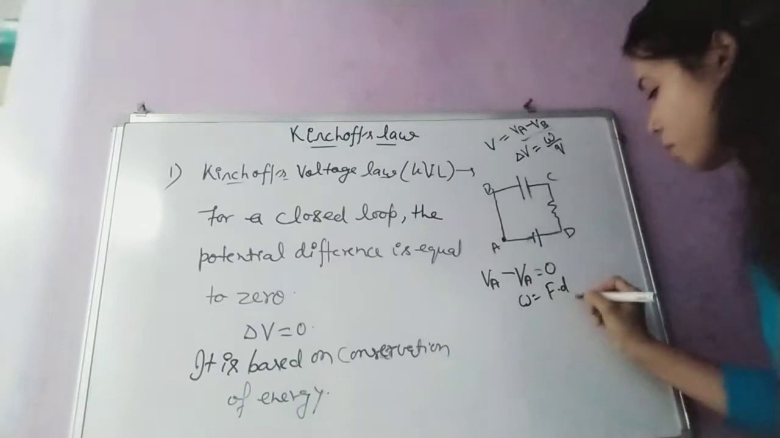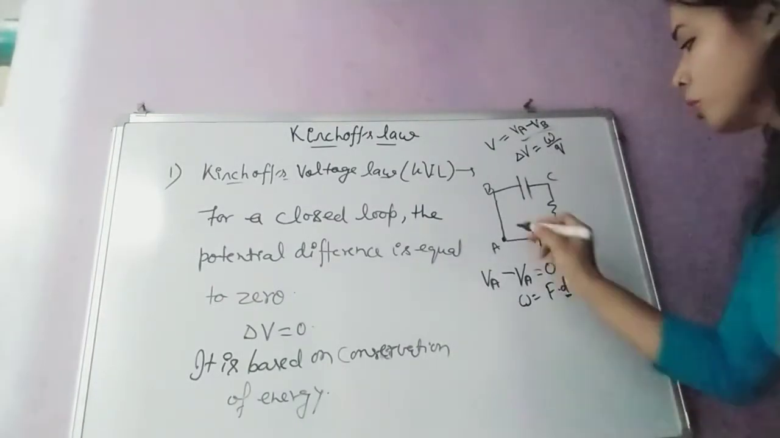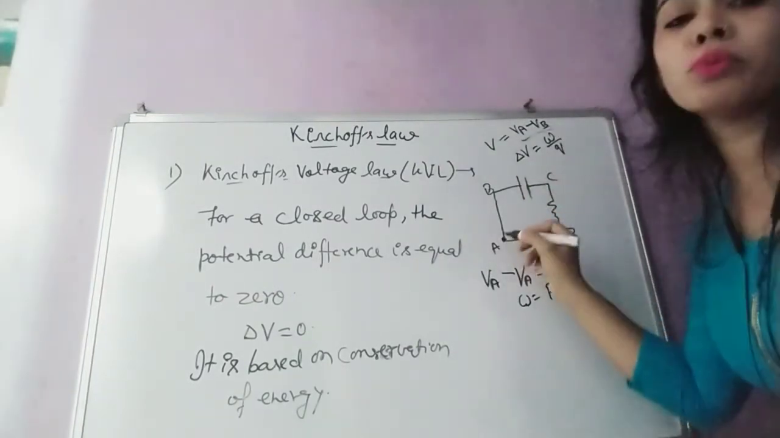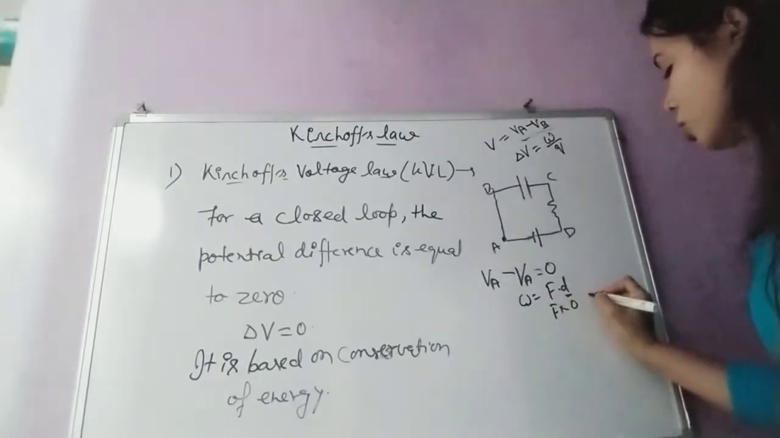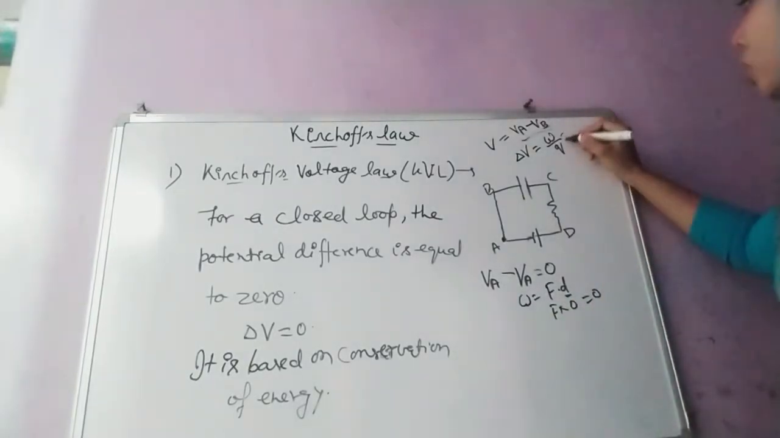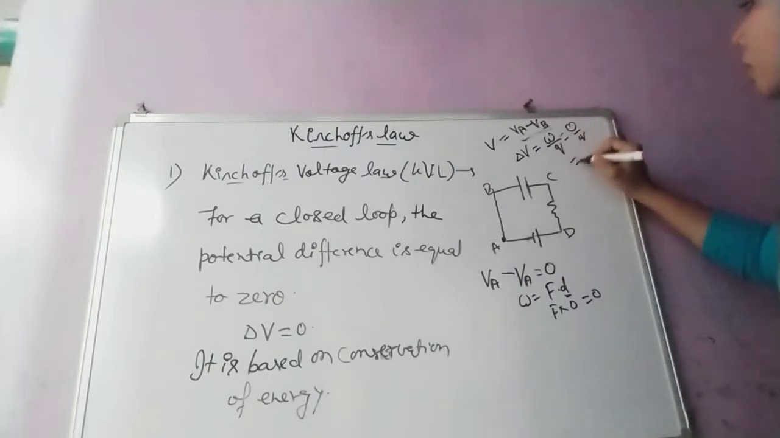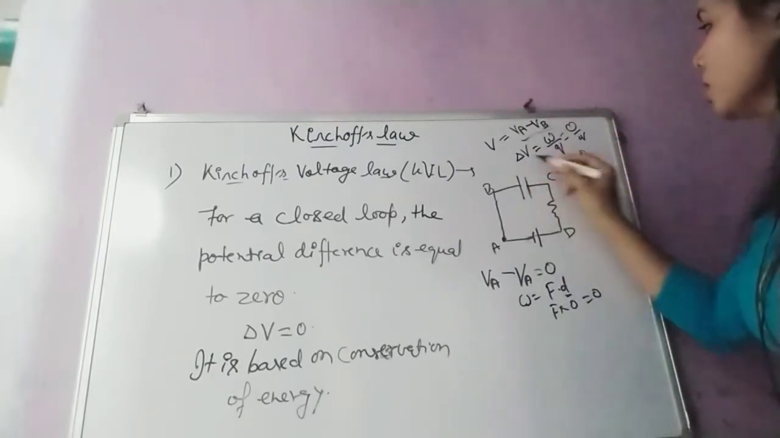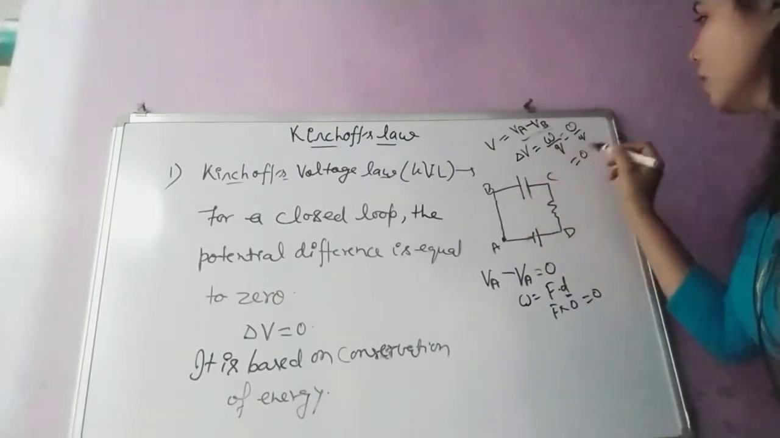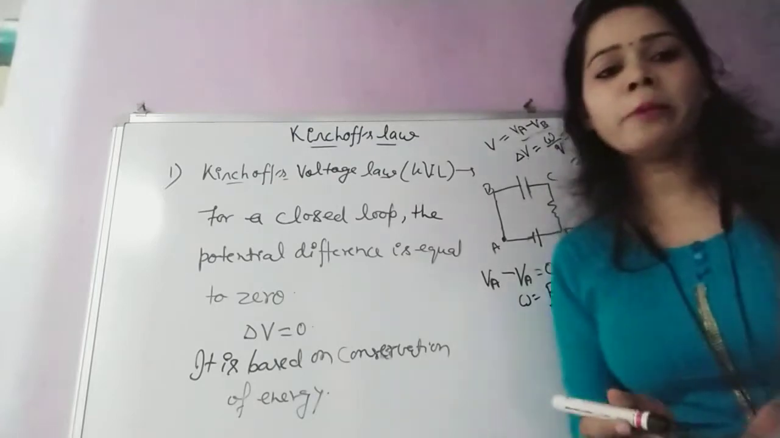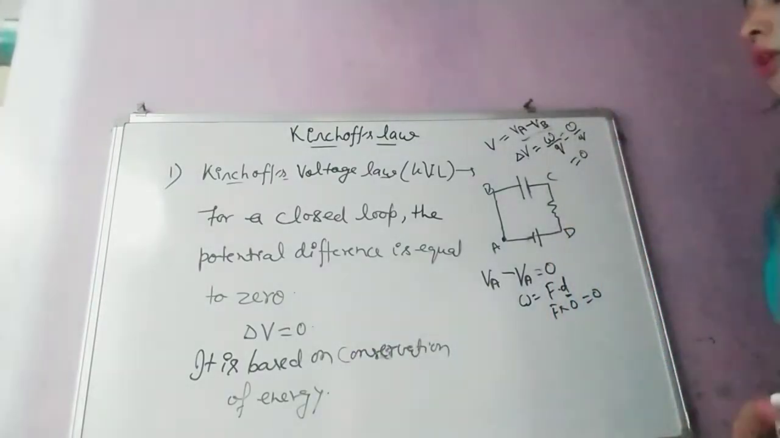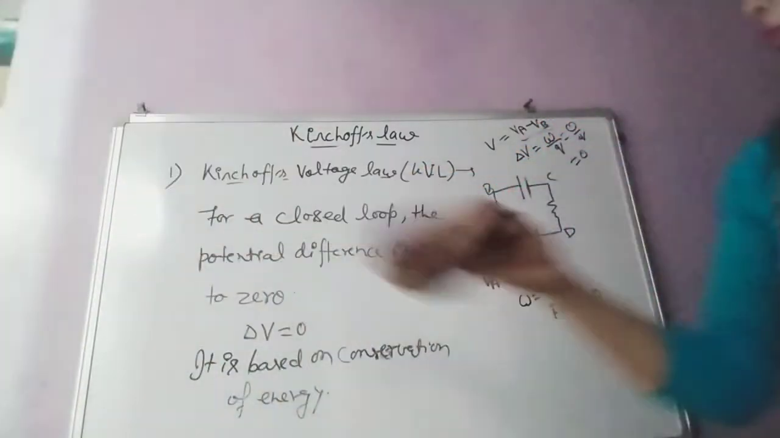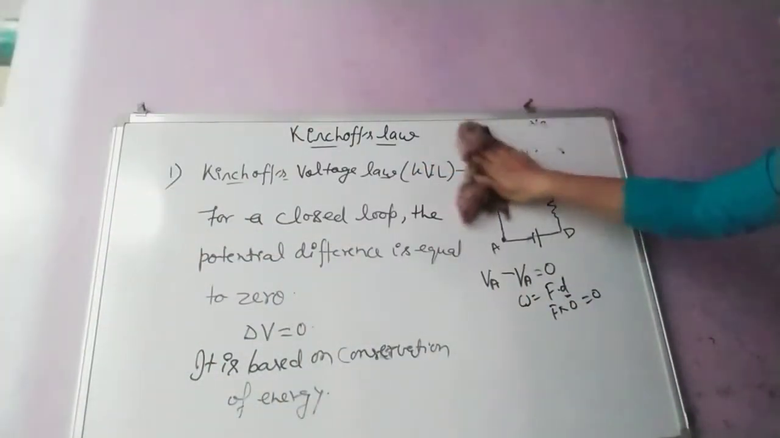Work done equals force into displacement. The displacement is 0 because you started from point A and reached point A. So work done equals 0. If you substitute 0 here, 0 upon Q is 0. So the potential difference for a closed path equals 0 by this formula. I hope it is clear, and it is based on conservation of energy. Okay, so I am removing it.